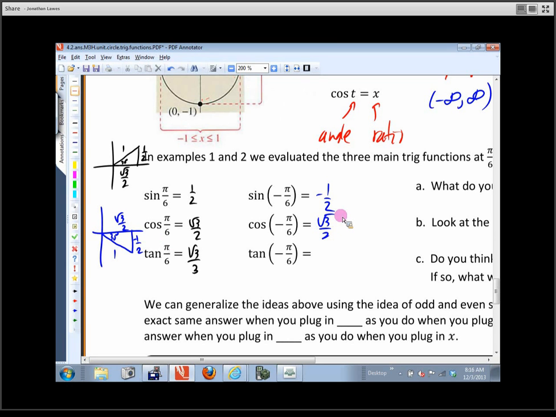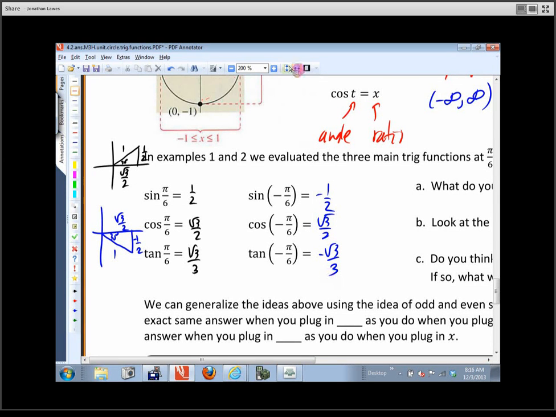And then I want the tangent. The tangent is the y over the x. Take a look at this. The y-coordinate here is almost exactly the same as the y-coordinate here. The x-coordinate is exactly the same. So what am I going to get here? Negative radical 3/3, right? Okay.